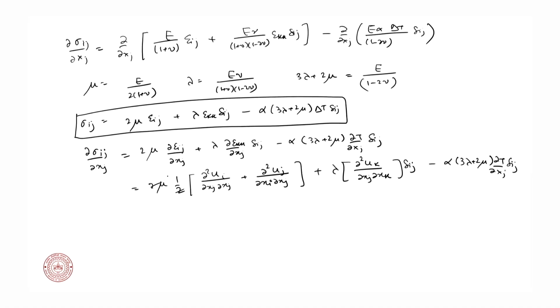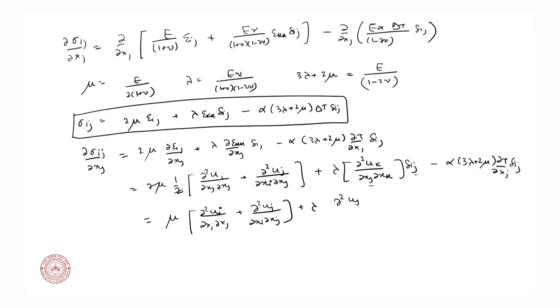It looks very messy. Let us clean it up a bit. These two will get cancelled away. So, the first term becomes μ(∂²ui/∂xj∂xj plus ∂²uj/∂xi∂xj) plus λ. Now, there is a property of the Kronecker delta, which suggests that if δij is there and we have j as a repeating index, we can replace j by i. Again, for the repeating index k we can replace it by any alphabet. So, it can very well be j. So, this is ∂²uj/∂xi∂xj.